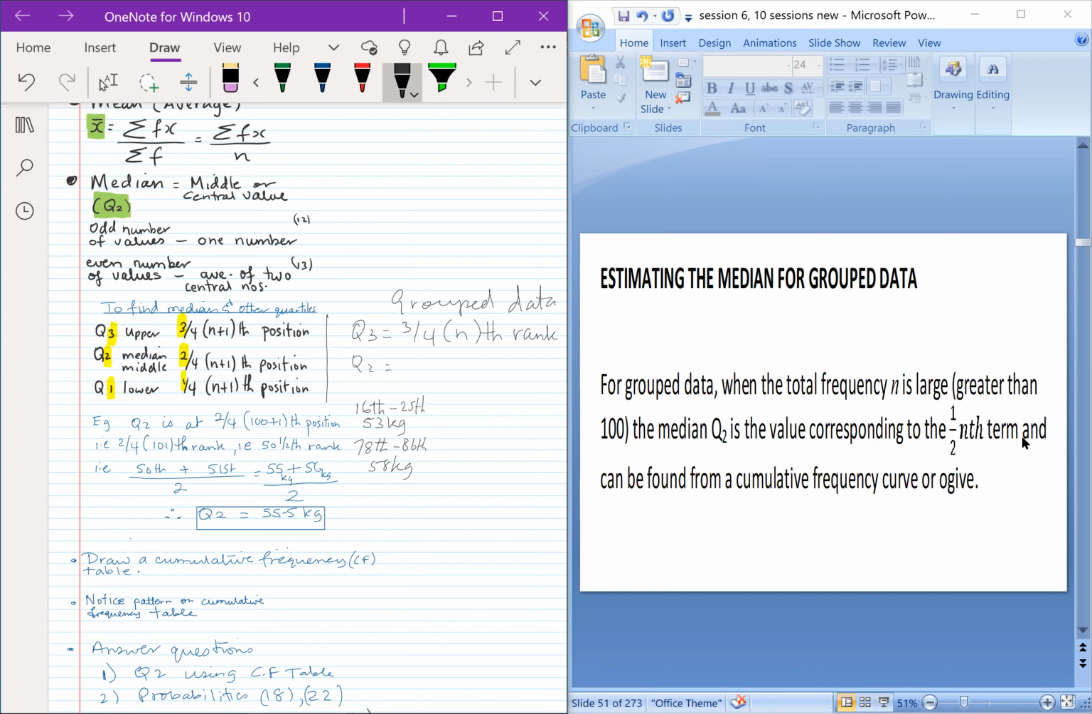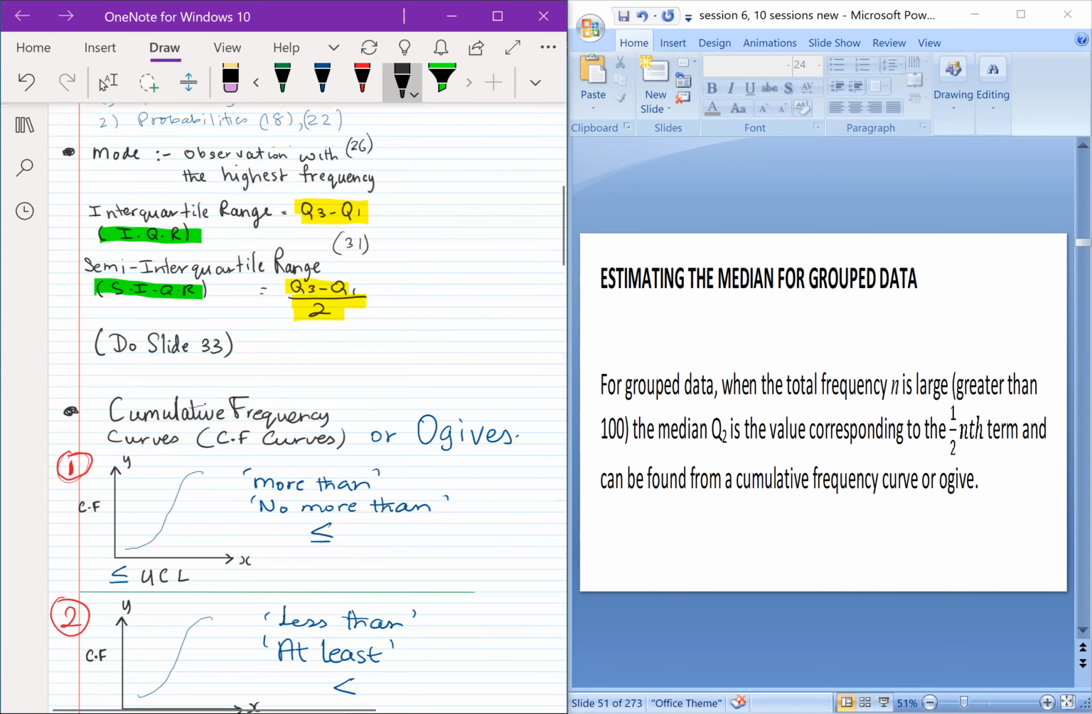Q2 becomes the 2/4 or the half nth rank. Very important. And Q1, which is a quarter, becomes nth and not n+1 rank, okay? So that's something you need to remember for group data. When you're estimating the median and so on, that becomes your formula to be used.